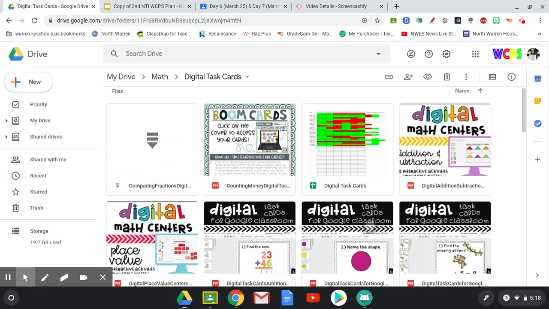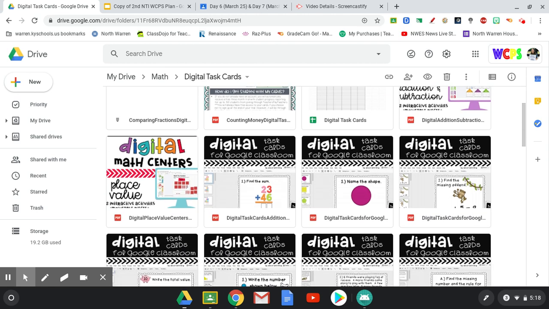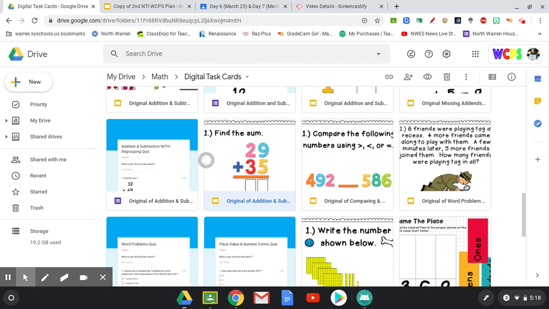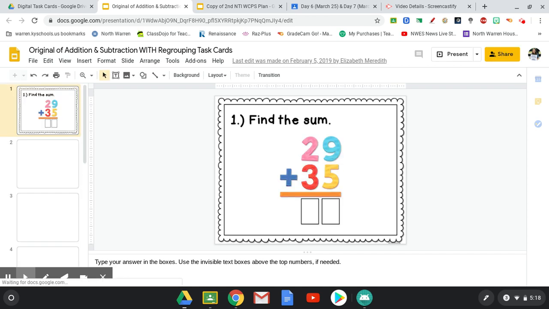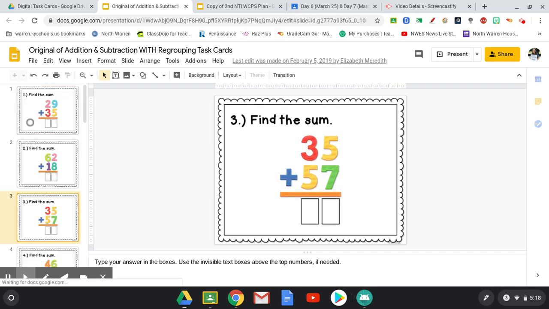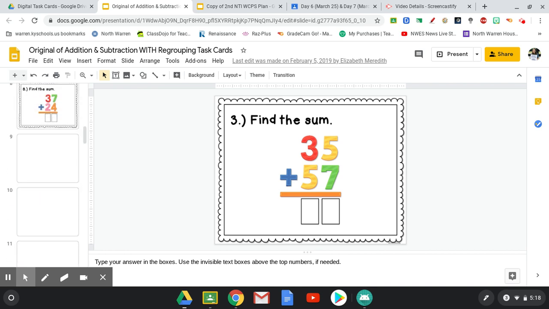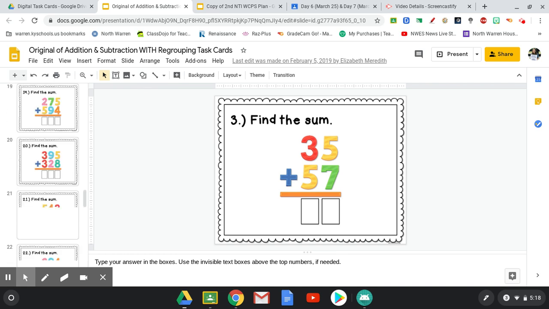Okay, I'll have to go back and double check about the 3-digit, unless they're all combined. Here, let me see. They might be, and it says with regrouping, so you are going to need to show some work when you have to regroup. Let's see if these are just 2-digit or 3-digit. Right now I'm seeing 2-digit. Oh, yes, it does have 2-digit and 3-digit in here.